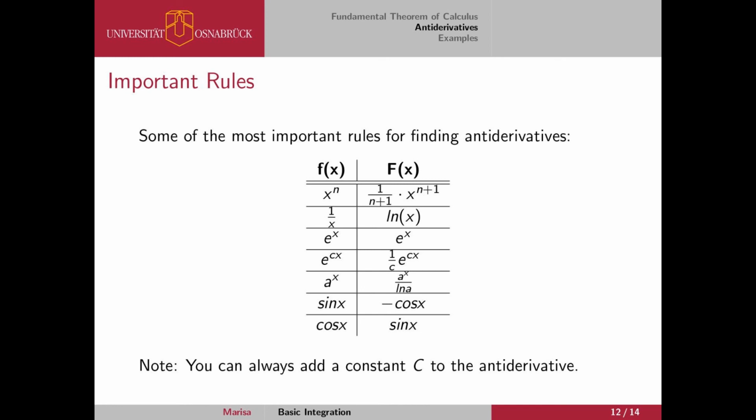One exception is when n is minus 1. This would mean x to the power of minus 1, which is equal to 1 divided by x. In this case, the antiderivative is ln x. The other rules should also look somewhat familiar to you, just that you know them the other way around from derivation. Note that these are of course not all rules, but the most important ones.